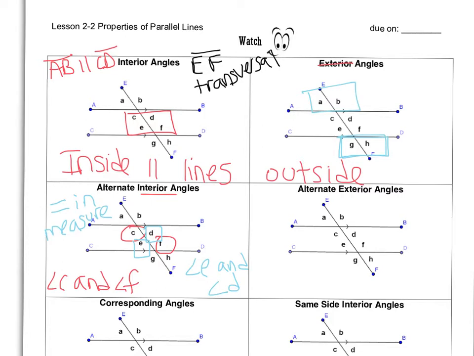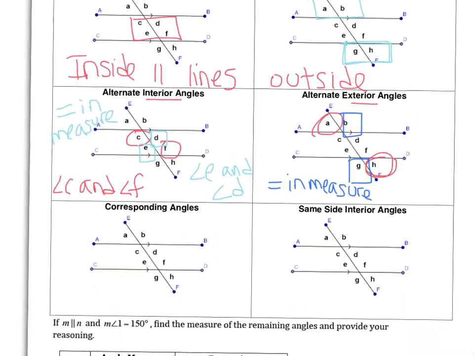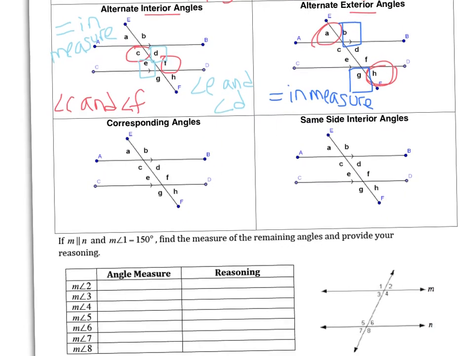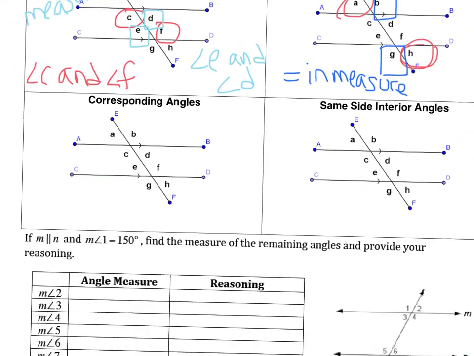Alternate exterior angles are angles that are outside our parallel lines but on opposite sides. So we have angle A and angle H, and then we also have angle G and angle B, and they are again equal in measure, meaning angle B and G are congruent or equal, and angle A and H are equal.